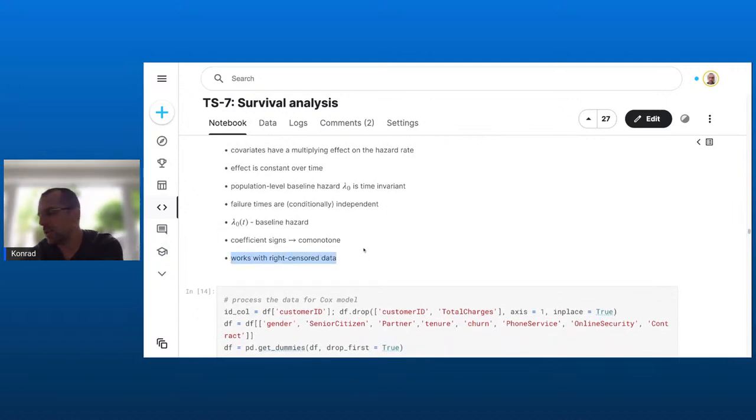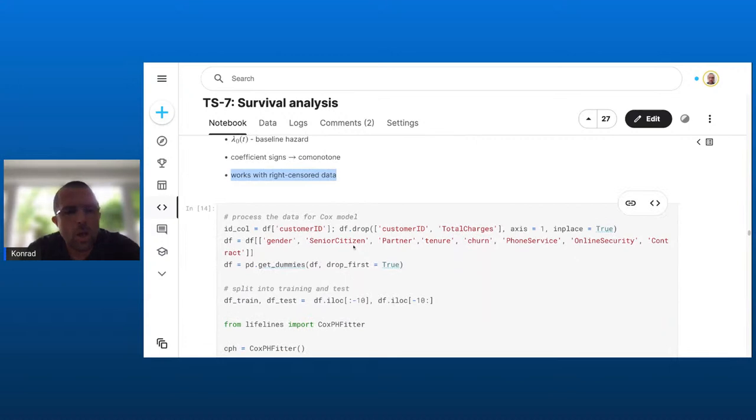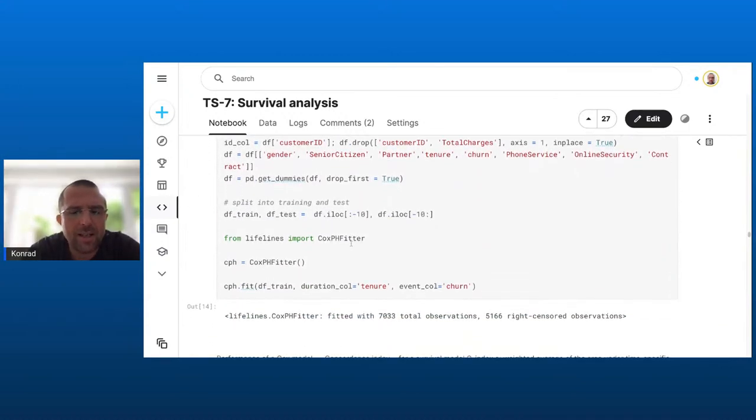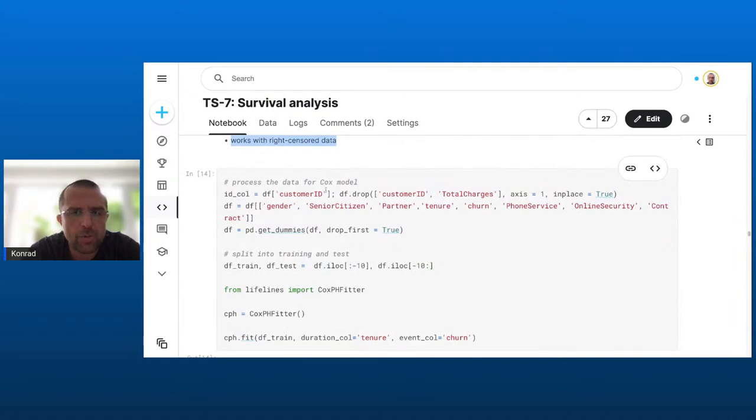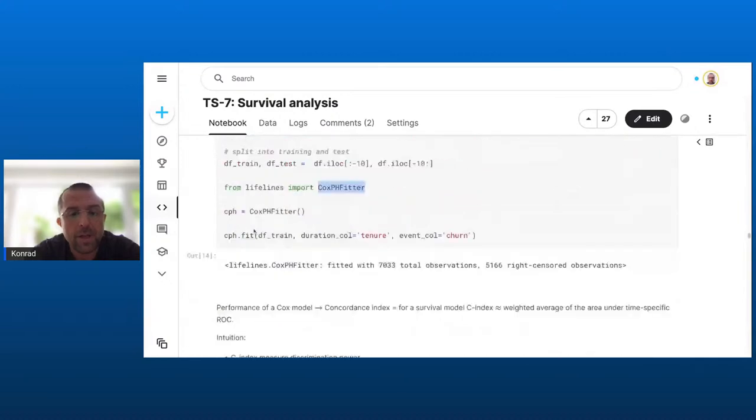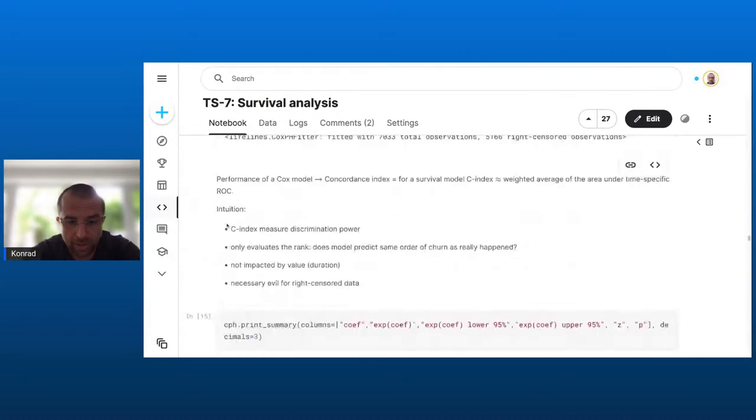Works with right censored data. So the kind of data that we most frequently encounter in practice, because in a medical type of study, we don't know what happened afterwards, except that the patient survived until the end of the period. This is what we can actually look at. We need to process the data a little bit because it's a linear model, so we can't do the usual thing of dumping everything and hoping for the best. We need to convert it to dummies, split to train and test, call the PH fitter the usual way, and this is the fitted model. We'll get to the summary in a sec.